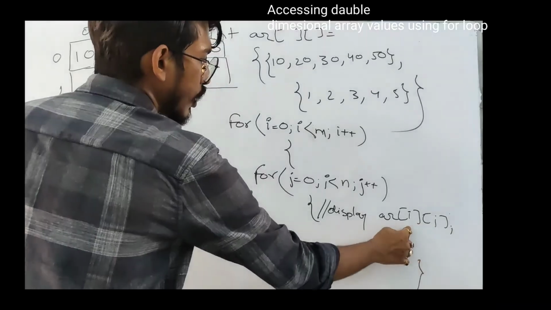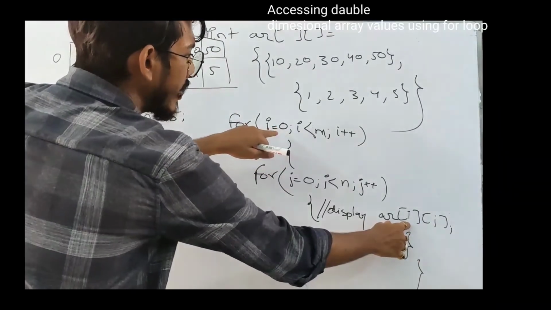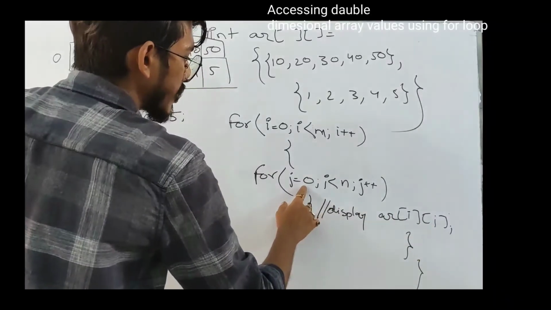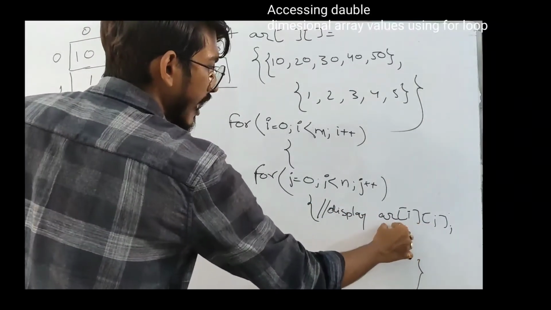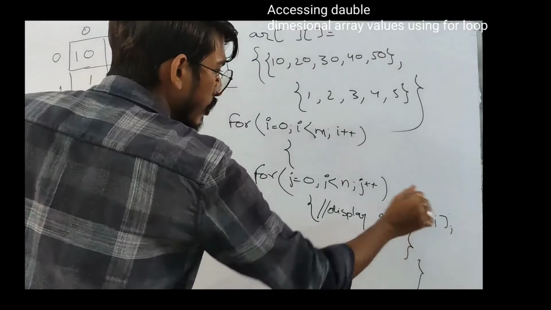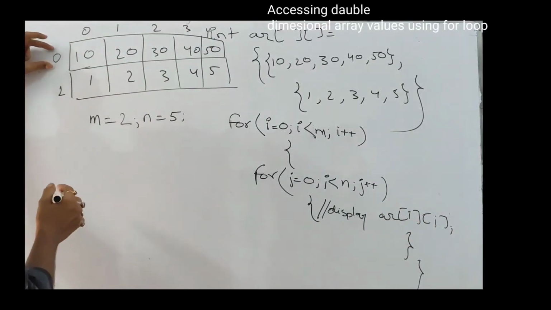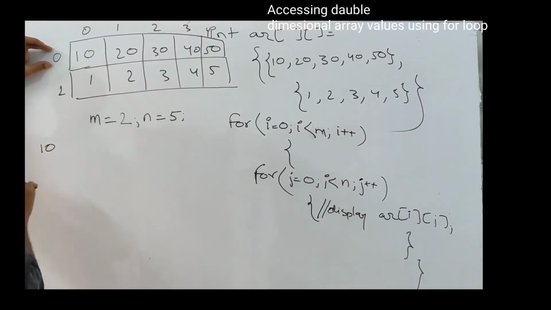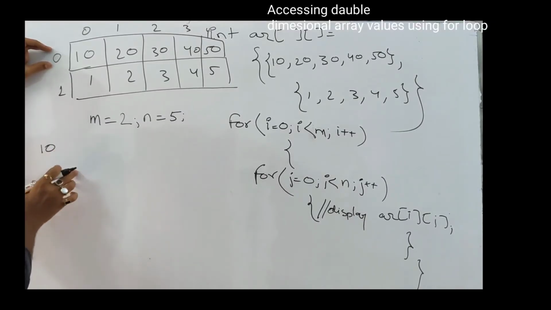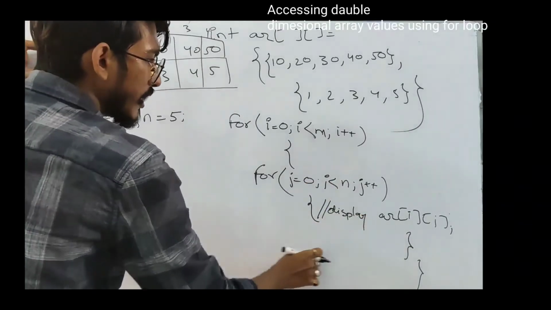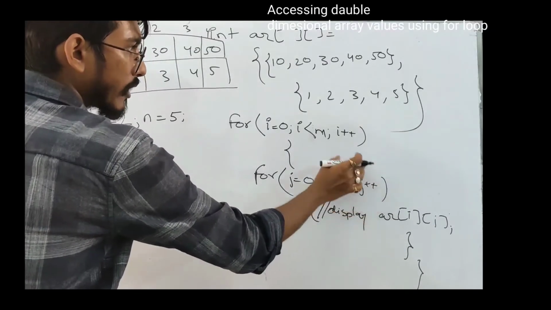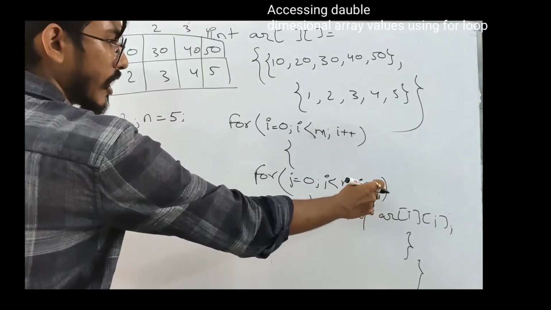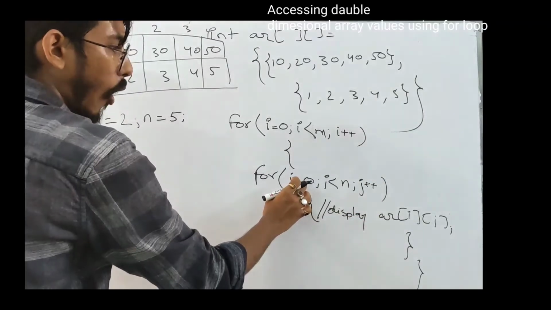of ij. So what is the value of i now? 0. And what is the value of j now? 0. So basically it is accessing the array value of index 0,0. What is the array value of index 0,0? It is 10. So 10 can be accessed and it is being displayed. Now again it will increment j, but the value of i will remain the same, and the value of j will get incremented. So now the value of j is 1.